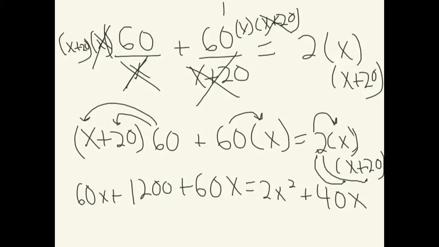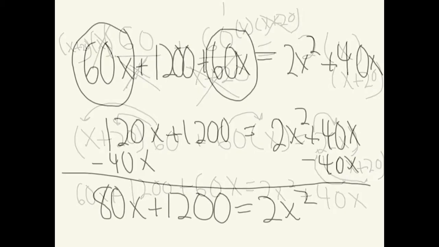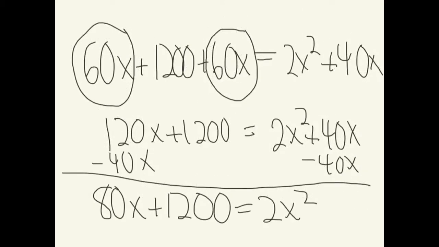After using the distributive property, the results are 60x plus 1200 plus 60x equals 2x squared plus 40x. After that, add together the like terms, which in this case is the two 60x's. Then subtract 40x from both sides. This leaves us with 80x plus 1200 equals 2x squared.